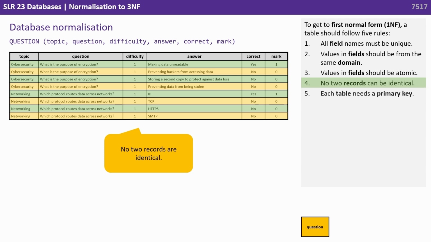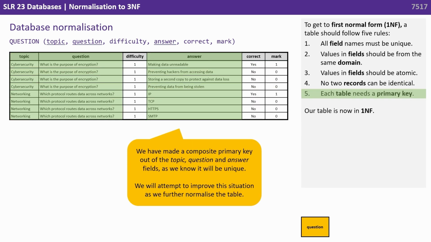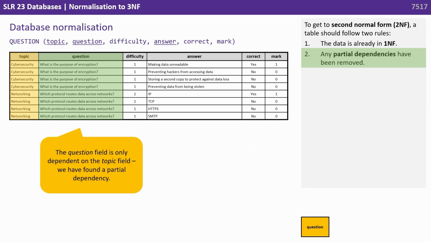No 2 rows can be identical. Well, they aren't. And each table needs a primary key. Well, we've made a composite primary key out of the topic, question and answer fields, as we know they'll be unique. We'll attempt to improve the situation as we further normalise the table. Our table is now in first normal form. So to get to second normal form, the data is already in first, and any partial dependencies have to be removed. Well, the question field is only dependent on the topic field, so we've found a partial dependency.